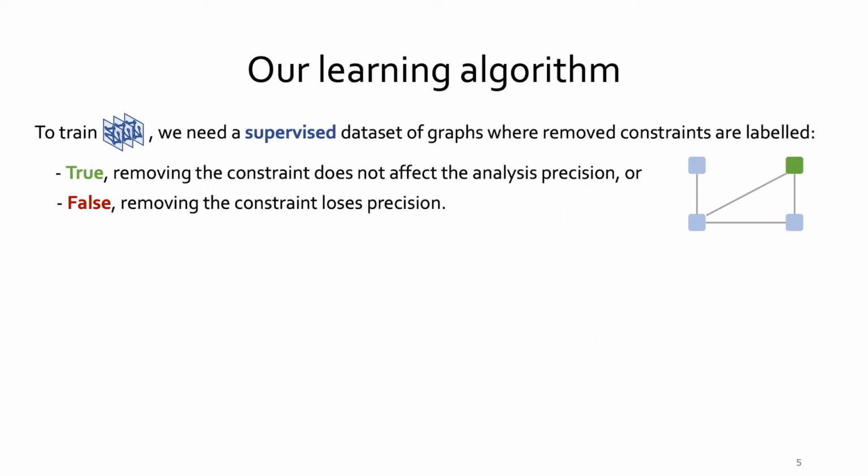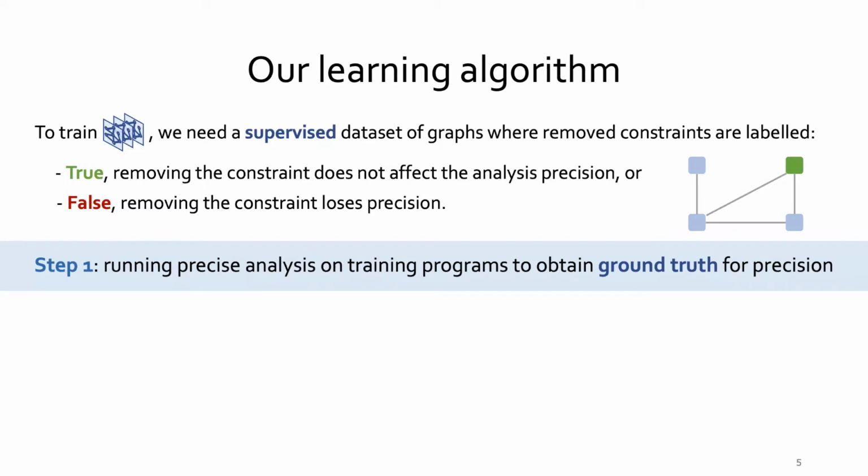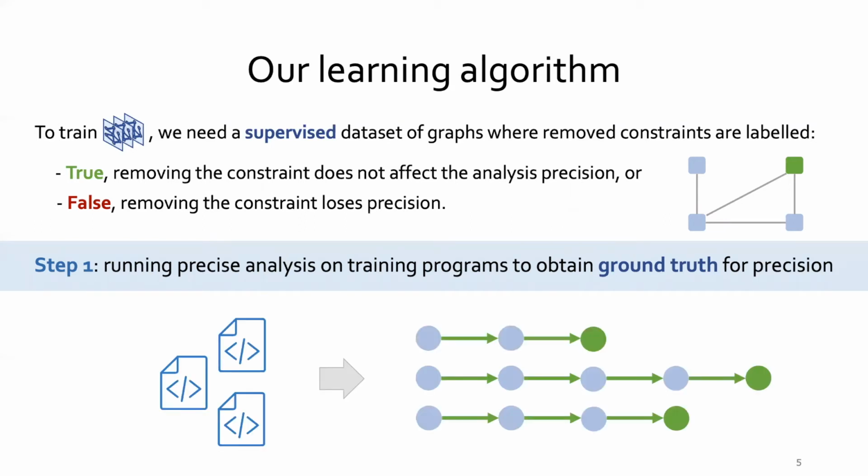With such a dataset, we can train the networks with existing optimization techniques. Now we explain the steps to generate the dataset. Step 1 is to run precise analysis on training programs to obtain ground truth for precision. So here we have 3 programs, and the precise analysis generates 3 sequences and 3 sets of precise invariants.